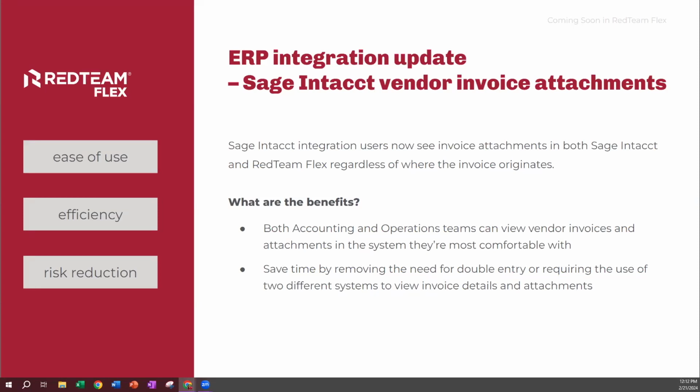So if your team prefers, for whatever reason, to upload directly into Sage Intacct, that will now be available in RedTeam Flex, including the vendor invoice attachment. Similarly, if you upload directly into RedTeam Flex, or if your vendors use Team Player for RedTeam and they're uploading there and put the invoice attachment along with it, this information will now also be available in Sage. So you have the same information in both systems, because we know accounting and operations teams tend to work in different systems, and we want to make sure that the information is accurate in both.